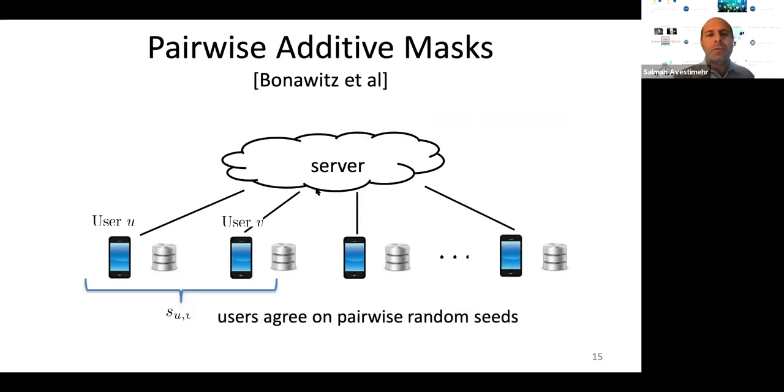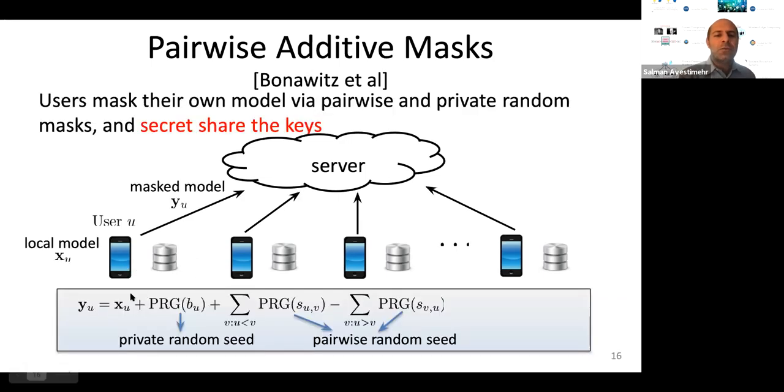The idea proposed in the paper that I mentioned was that each pair of users would agree on a random seed, and they would use that for generating noises that they would use for protecting their models. So let's say for now, each pair of users U and V would generate a pairwise random seed that only the 2 of them would know. Once they do that, each user U is going to upload its model by adding a lot of noises. And these noises have a specific structure.